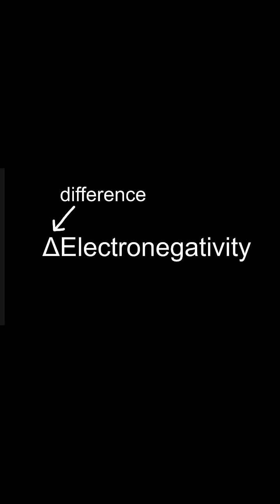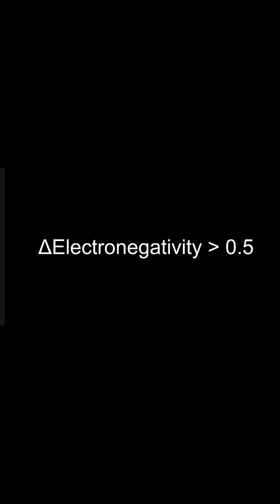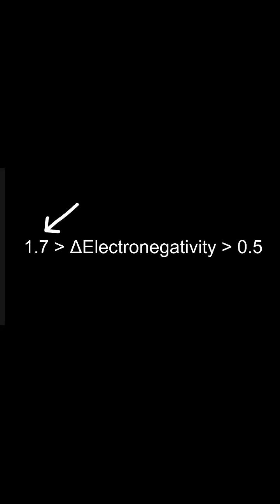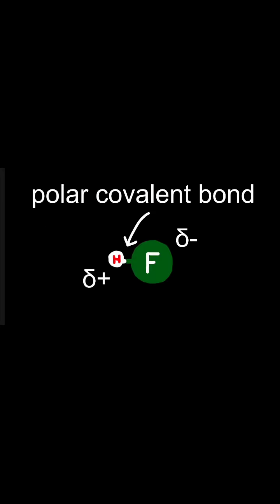If the difference in electronegativity is lower than about 0.5, the electrons are shared pretty equally and you get a nonpolar covalent bond. If it's bigger than 0.5 but smaller than around 1.7, one of the elements is pulling on the electrons pretty hard. Not quite hard enough to completely steal an electron, but definitely hard enough to skew the electrons a bit, making it a polar covalent bond.